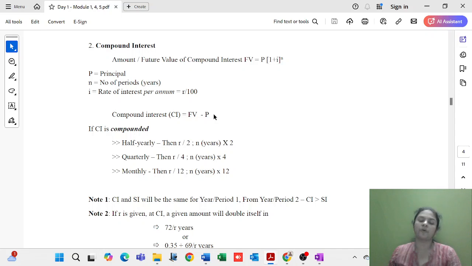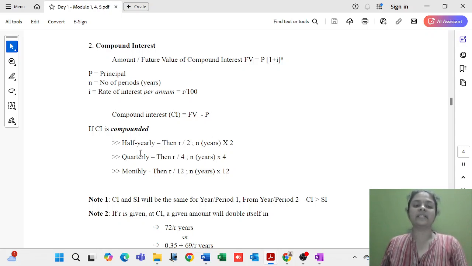Now, most important part is with respect to compounding period. What is this compounding period? Normally, the frequency in which the interest is getting added to the principal every period is year on year. But sometimes they can do half yearly, or they can do quarterly, or they can even do monthly. So the question will clearly mention whether it is half yearly or quarterly or monthly compounding. Accordingly, you have to work out.